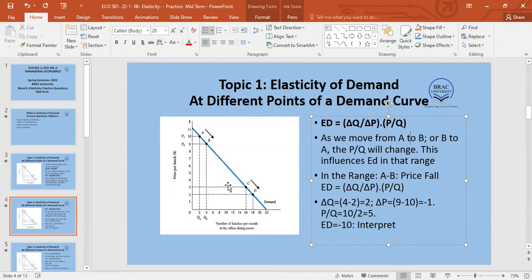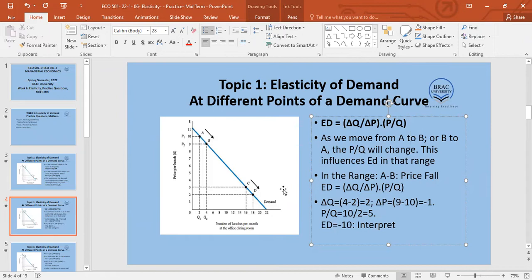Okay? So this is 9 by 4. That means for a price decrease, we will get one type of elasticity of demand. For a price increase between B and A, we will get another type of elasticity of demand, right? Because the P by Q ratio is changing. At A, it is 10 by 2. At B, it is 9 by 4. Yes, sir. So there will be two different elasticities of demand.